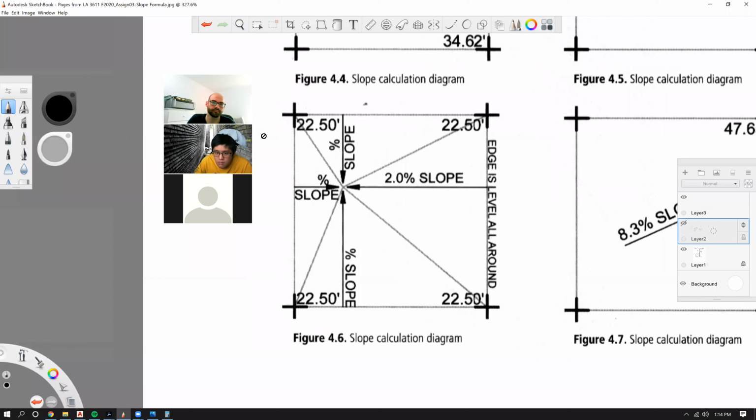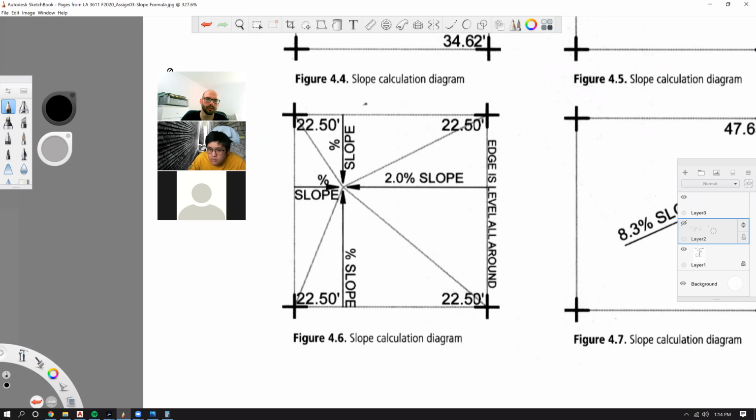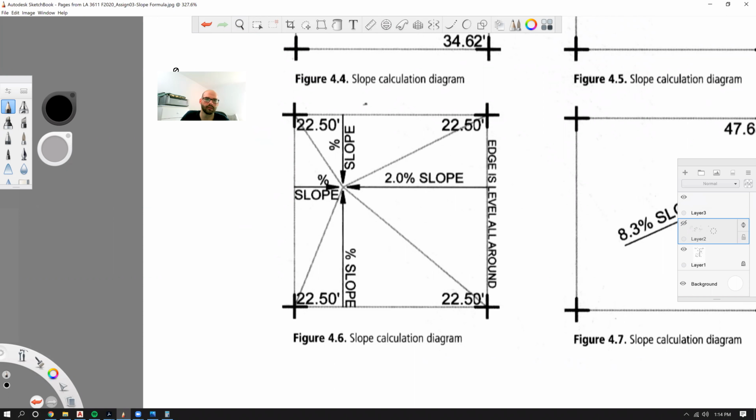So let me get rid of this little video preview. Come on. Come on. Oh my God. Okay.